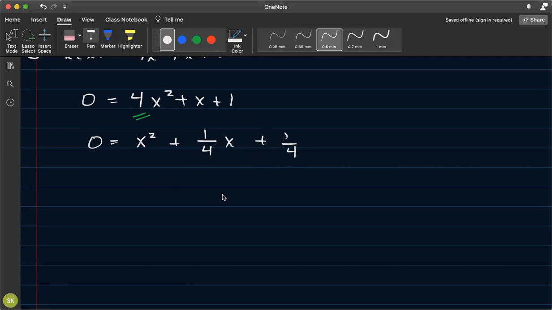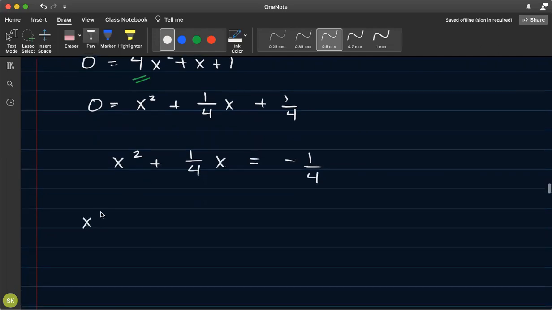Now let's continue. So we move the 1/4 to the other side and we get x squared plus 1/4 x is equal to negative 1/4. Now we put our blank on both sides of the equation.